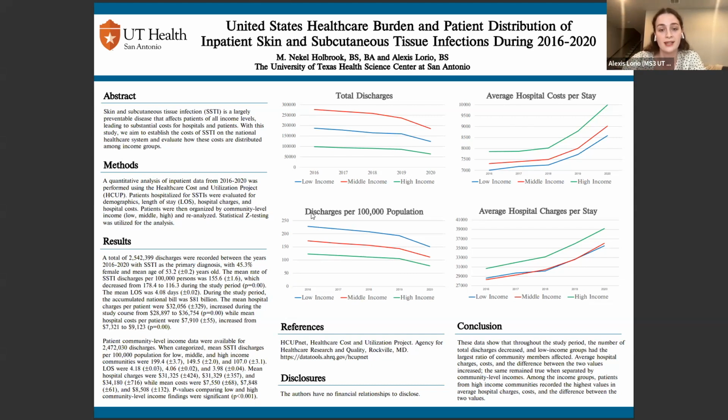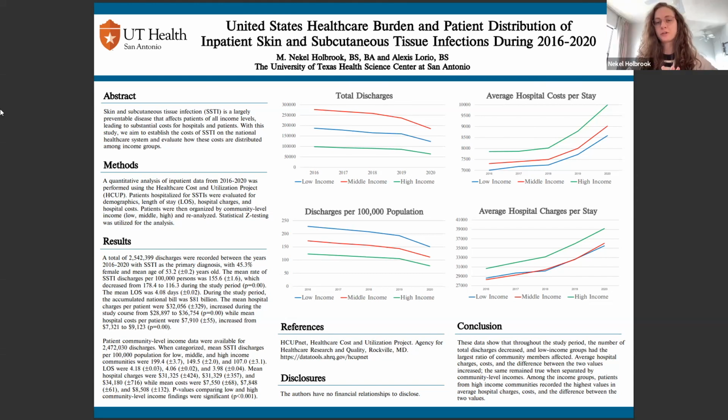And then we repeated the data again while correcting for the community level income. And then again, for expected payer, we ended up taking that out of our project because it was just too much. So this project only looked at community level income, and then we used statistical Z-testing with a 5% significance level.